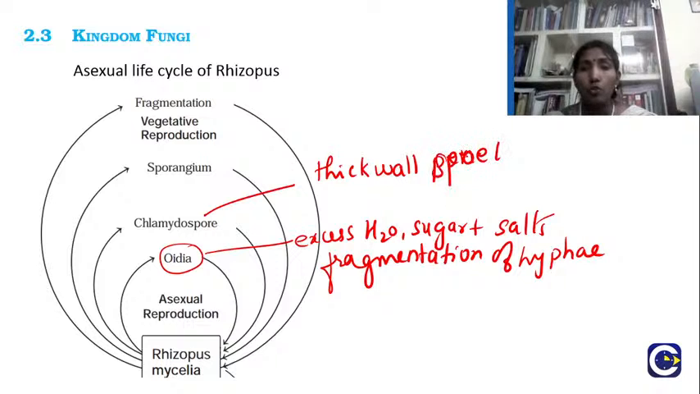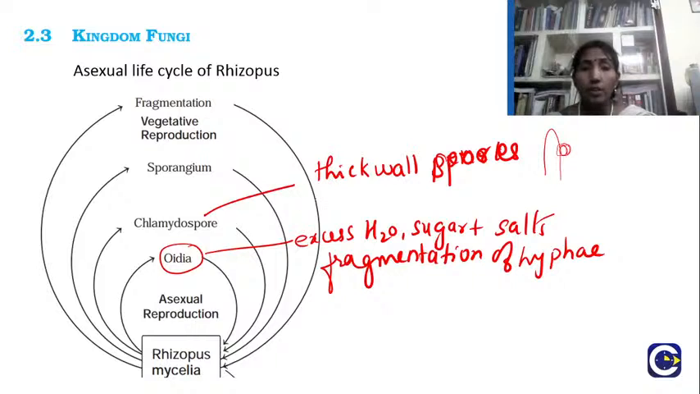Thick wall spore will be better. Okay, they will develop along the hyphae, by accumulation of protoplasm. So the hyphae get accumulated like that, and they form rounding off and secretion of a thick wall. So this is where we see.